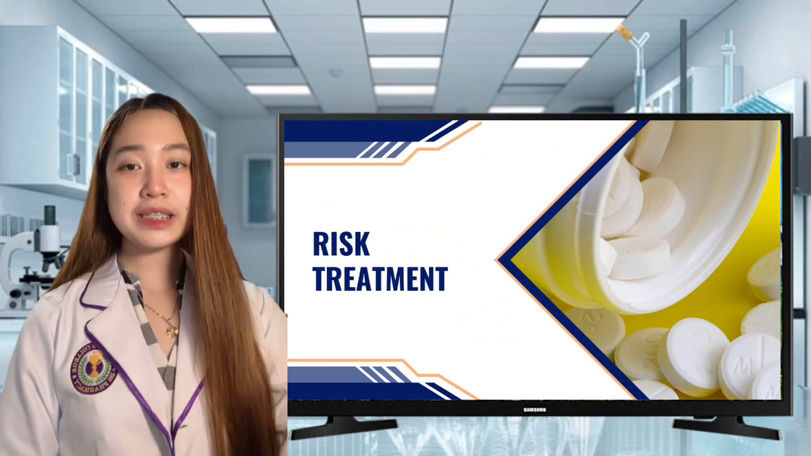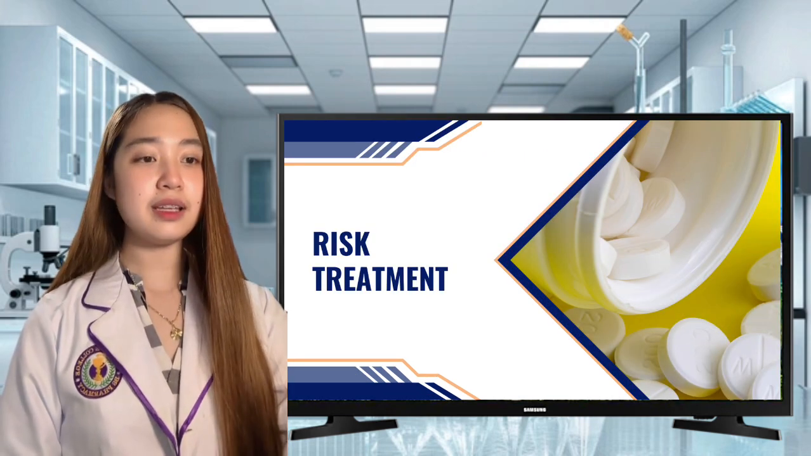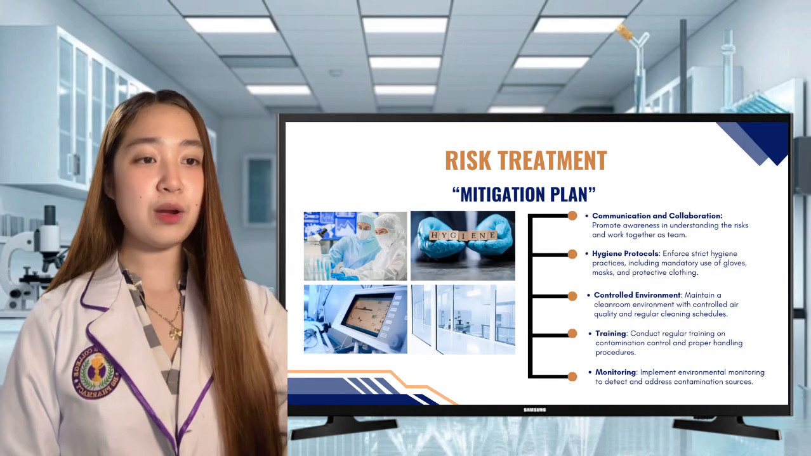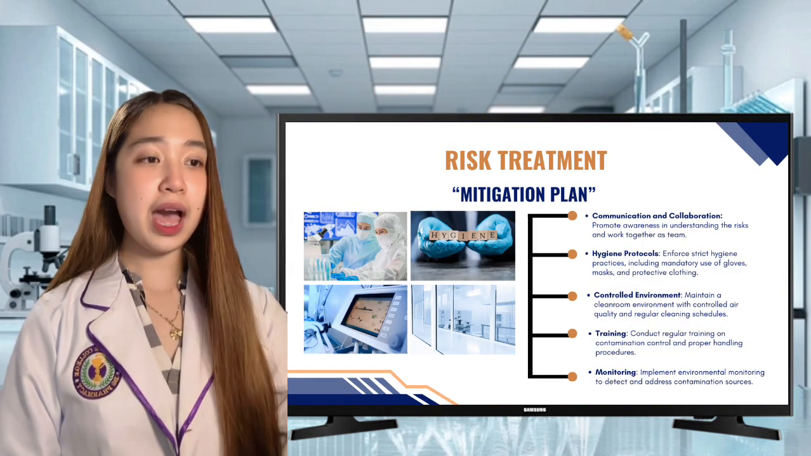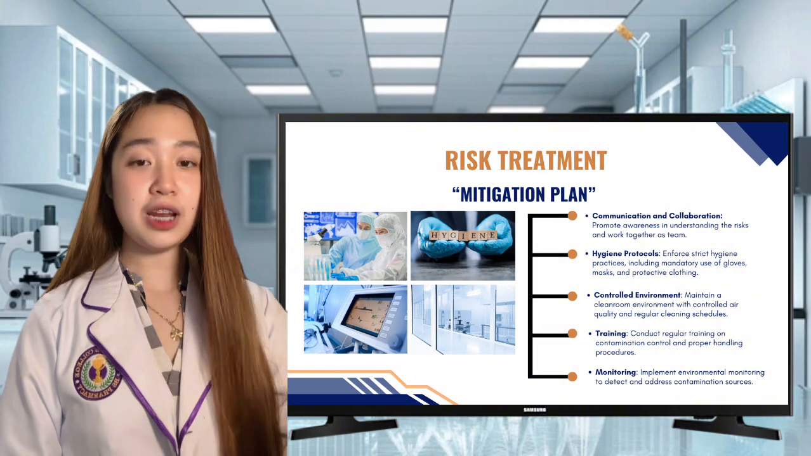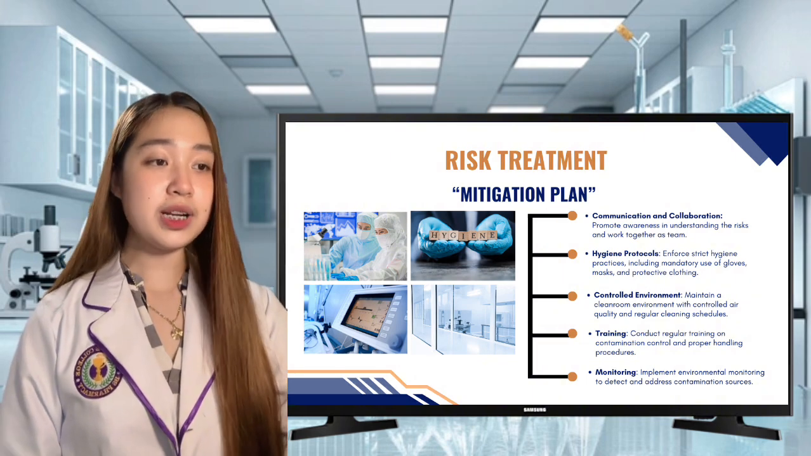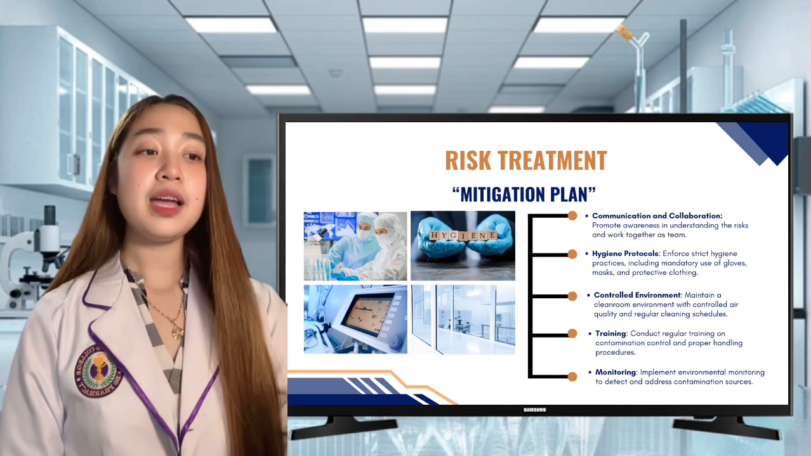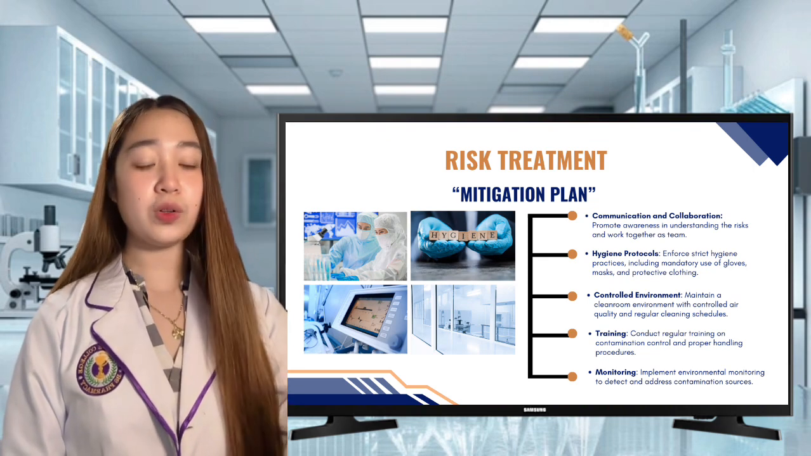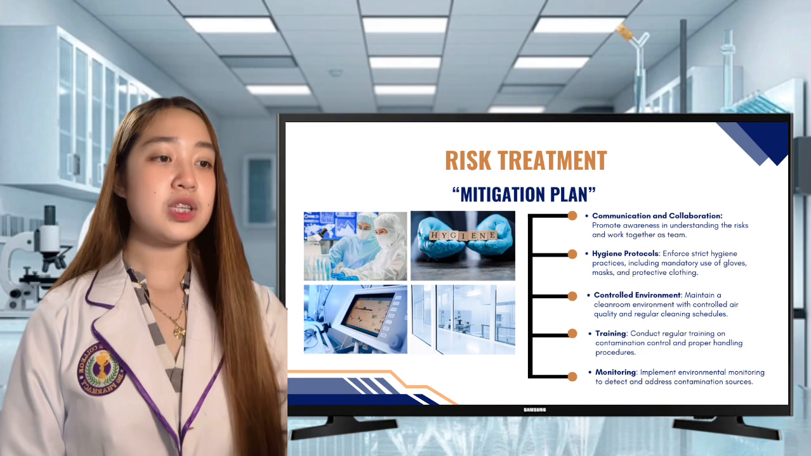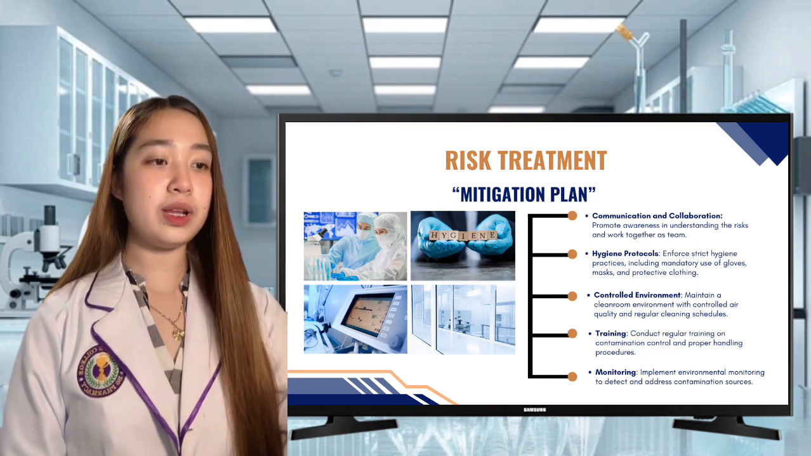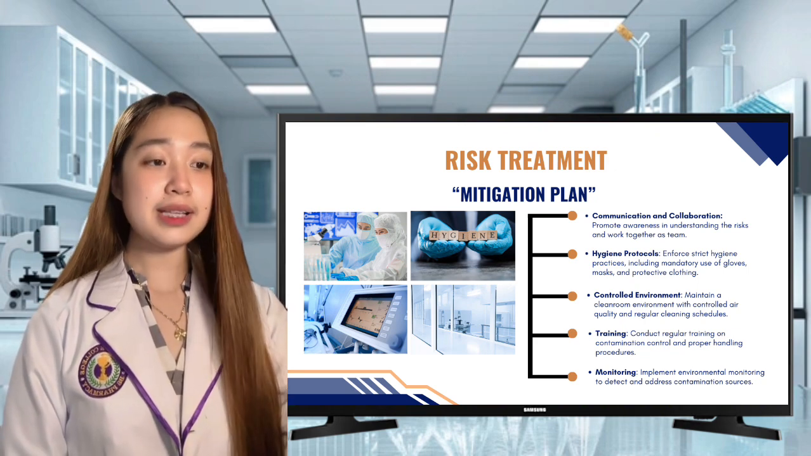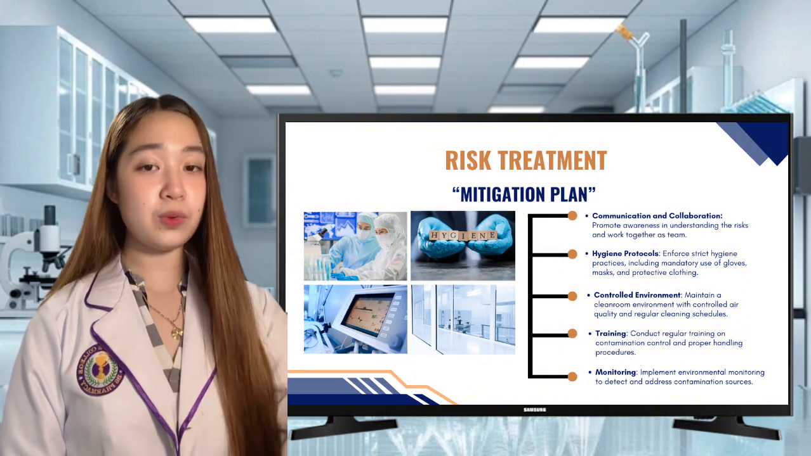Next, I am going to proceed with our risk treatment. Presented here is our mitigation plan. First, we have communication and collaboration. We need to promote awareness and understanding of the risk and work together as a team. Second, hygiene protocols. We need to enforce strict hygiene practices, including mandatory use of gloves, masks, and protective clothing.